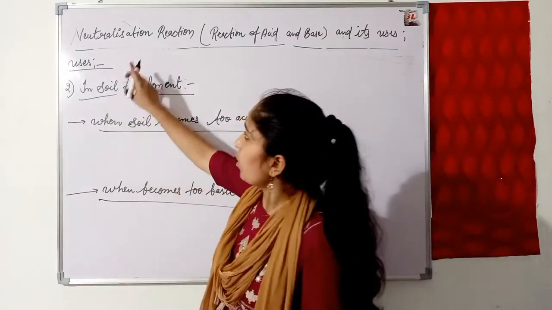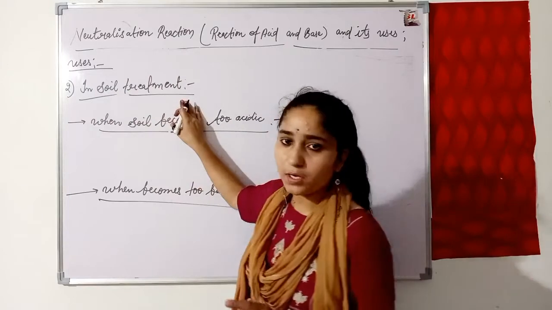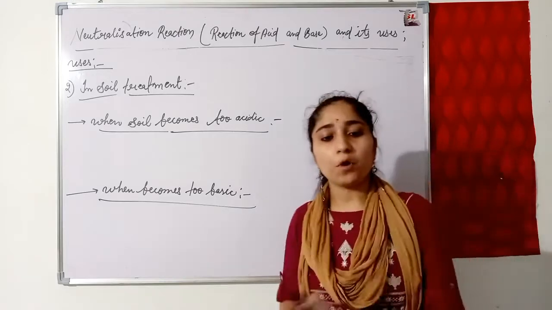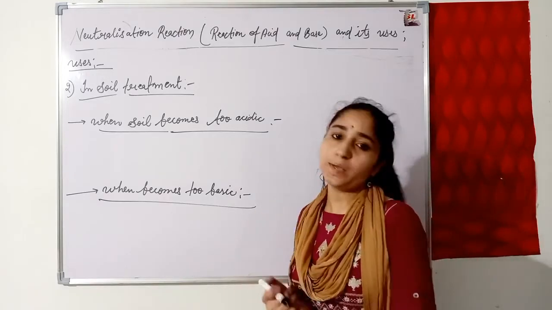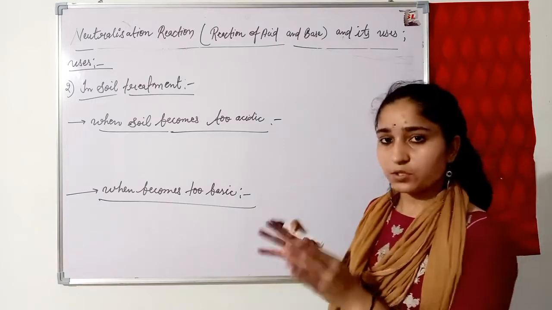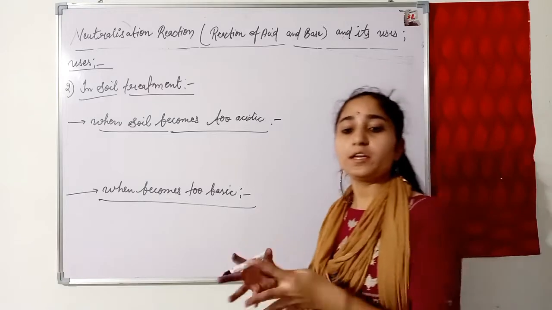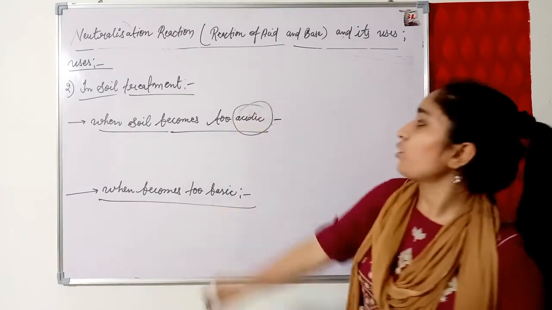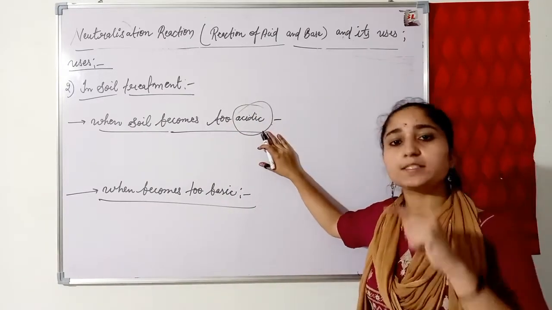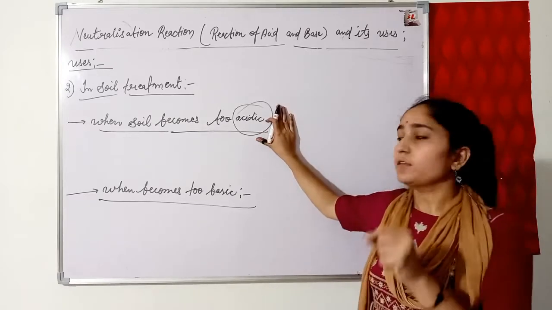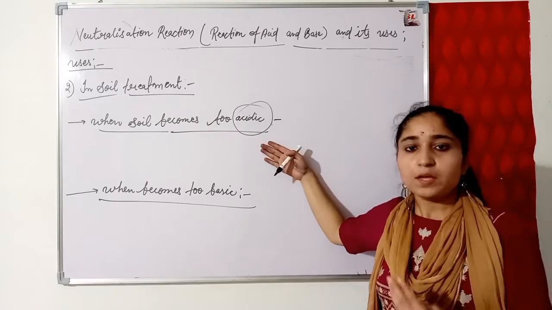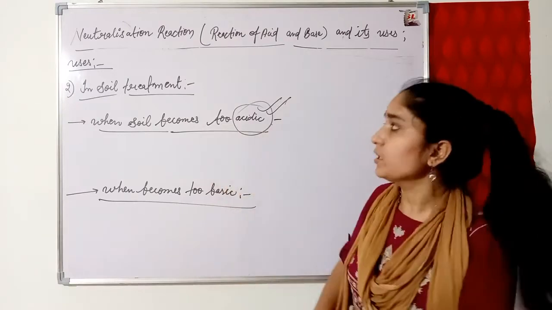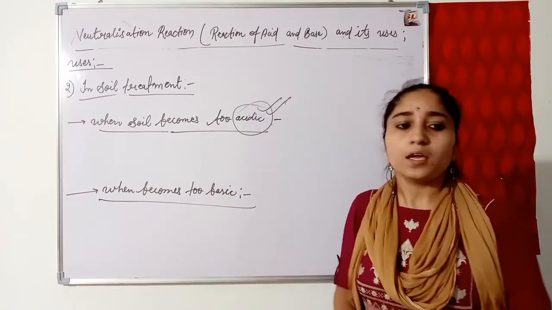Now the second use of neutralization reaction is in the treatment of soil. The first case is when soil becomes too acidic. Plants cannot grow properly when soil is too acidic or too basic. So we need to treat soil that is too acidic or too basic. When soil becomes too acidic, to neutralize the effect of this acidic behavior, we need to add some base to the soil, and after adding the base we can neutralize the effect of the acid. After this treatment, soil can grow plants in a better way.